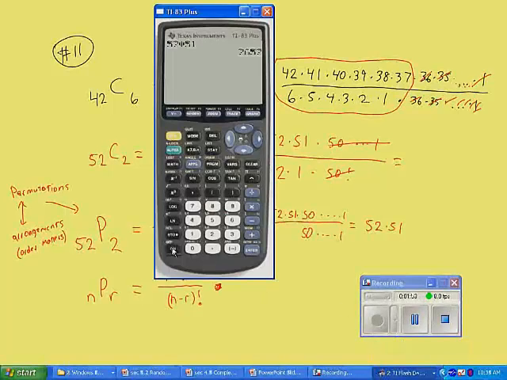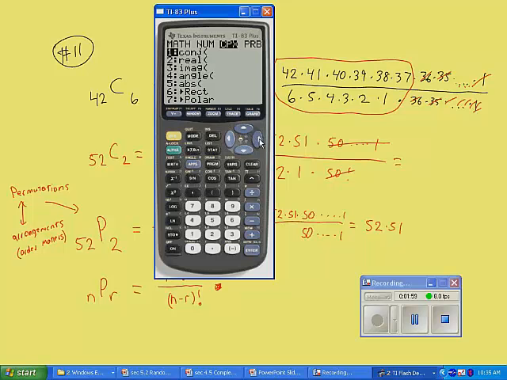And again, your calculator has a button for this. If I type 52 and I hit the math key again and I go over and I want to do nPr, permutations, I'm counting how many ways can I order the 2 cards that come out? And that answer was 2652. See, that's what Jim was counting.